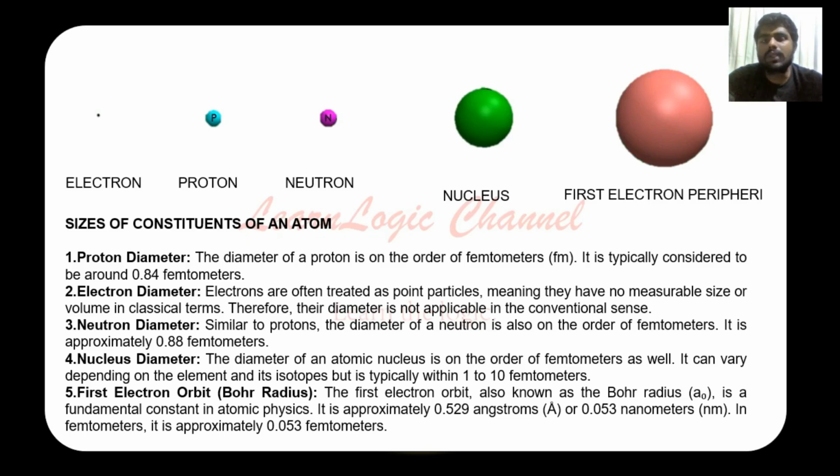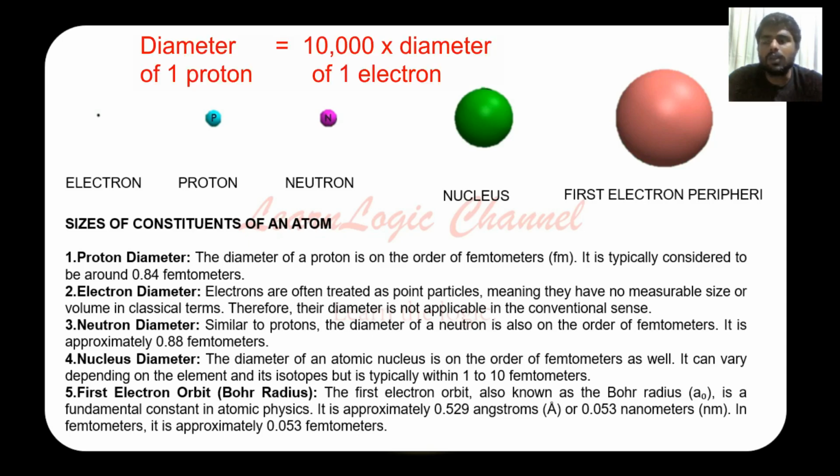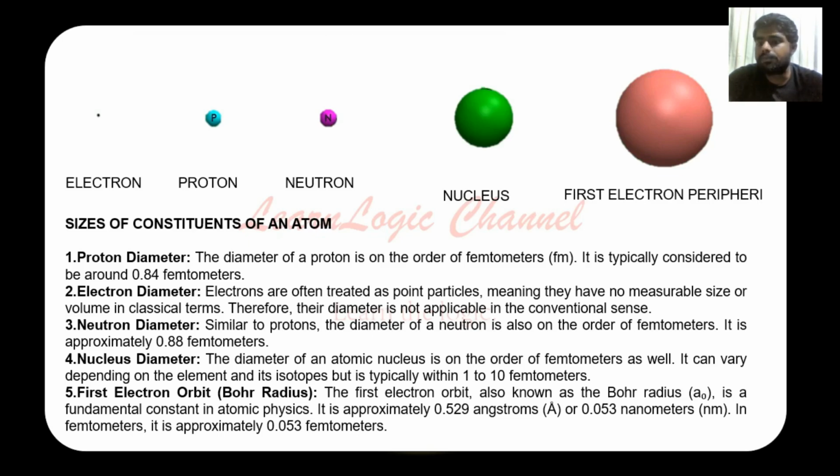If we try to compare the sizes of electron and proton, then we get to know that the diameter of one proton is equal to 1000 times the diameter of one electron. Third, neutron diameter. Similar to protons, the diameter of a neutron is also in the order of femtometers. It is approximately 0.88 femtometers. Here you can see the small change in the size of the neutron. Fourth, nucleus diameter. The diameter of the nucleus is on the order of femtometers as well. It can vary depending on element and isotopes, but it's typically within the range of 1 to 10 femtometers.